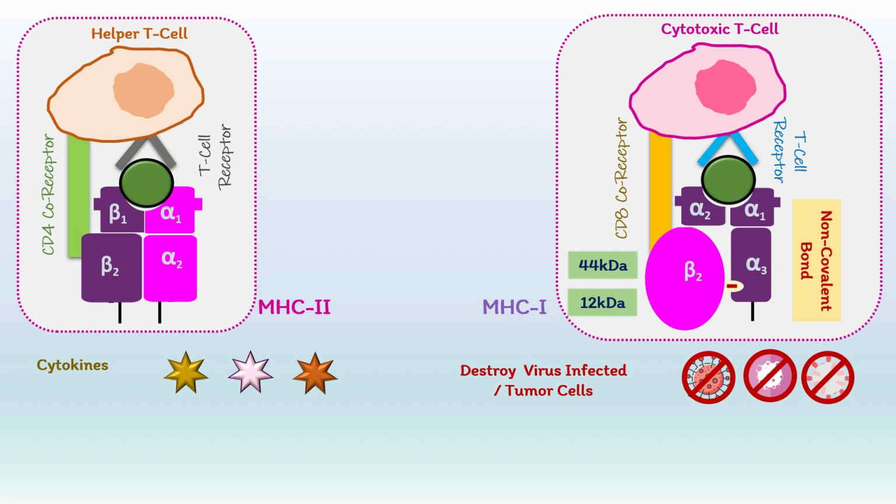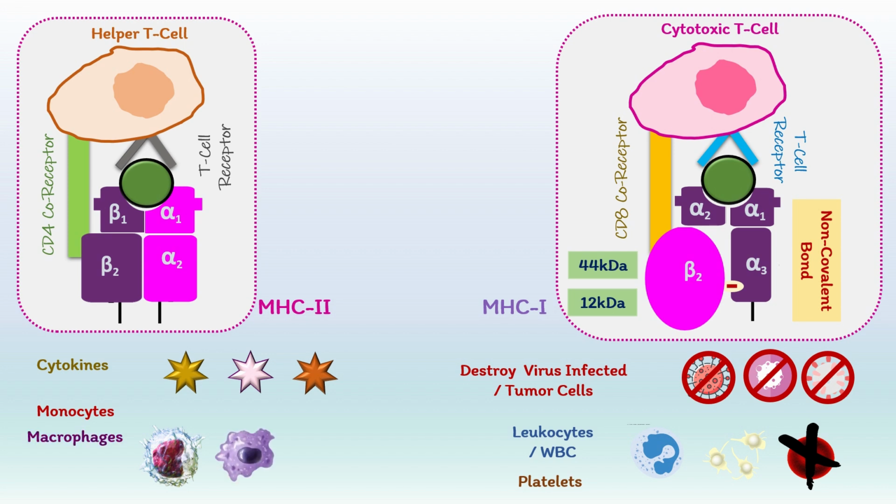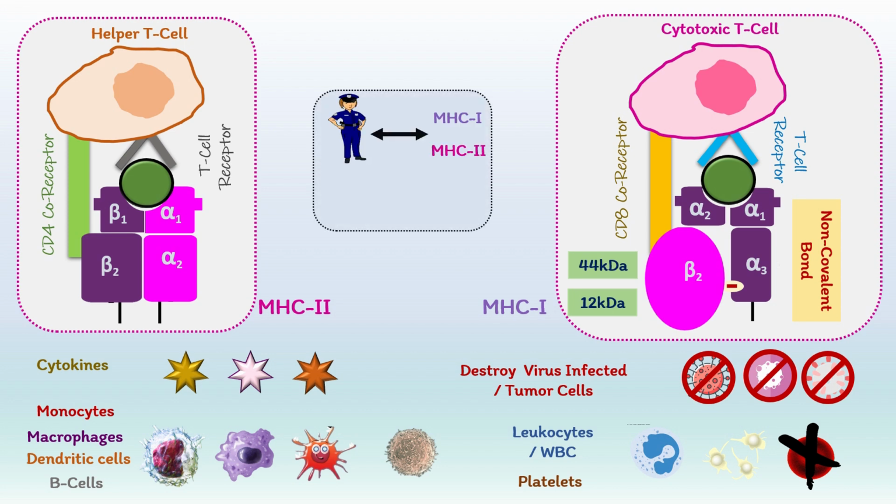MHC class 1 molecules are present in all nucleated cells of the body. It means they are present in leukocytes, or WBC. They are also present in platelets, but not in red blood cells or erythrocytes of the body. MHC class 2 molecules are present in antigen-presenting cells, such as monocytes, macrophages, dendritic cells, and B cells. Let's make it very clear to you. Consider MHC as a security guard, while antigen is a thief. Let's understand the function of MHC-I in detail.